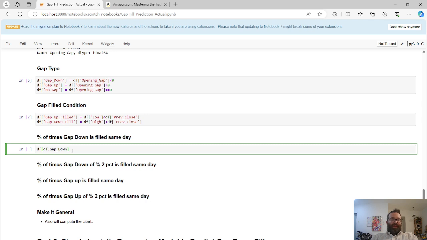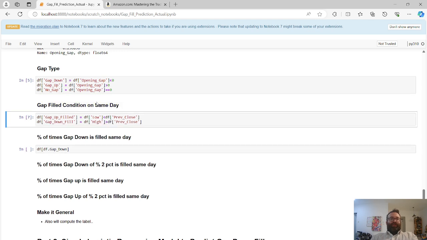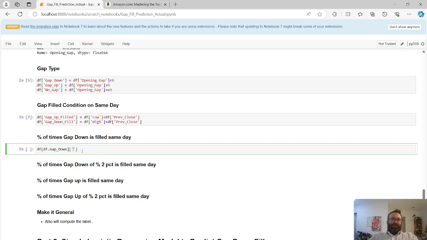But anyways, okay. So now let's calculate the percentage of times a gap down is filled the same day. So that means you have a gap down and you fill it the same day. And this would be gap filled condition on same day, meaning during the day of the gap, you filled it. Okay, so let's do a percentage of the time the gap down is filled the same day. So we'll do something like gap down. Oh, oops. Should call it filled.